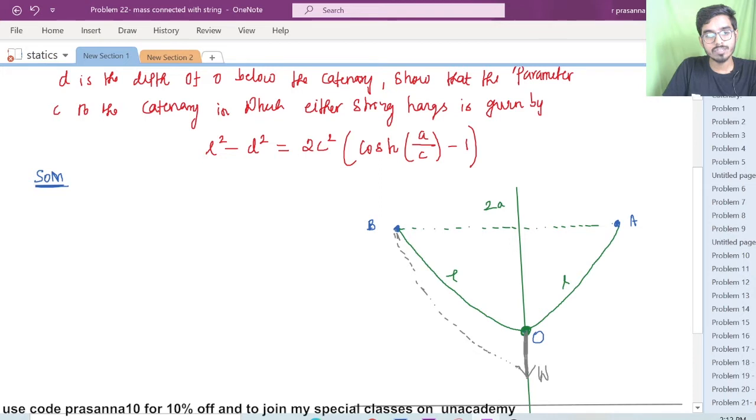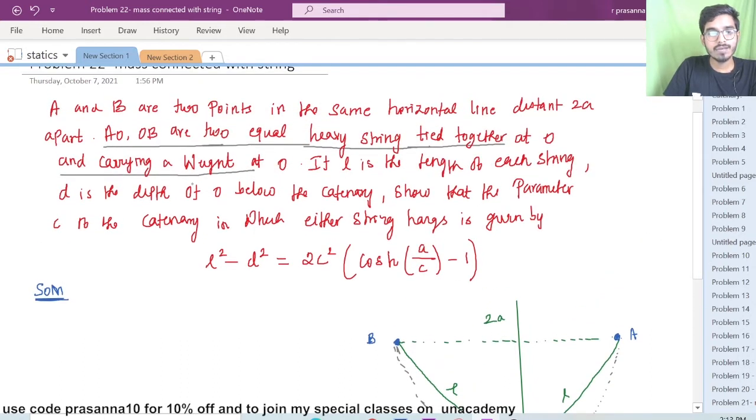Watch all the previous problems, then it will be easy for you to follow. So my new catenary, and you can see that L is the length of each string.